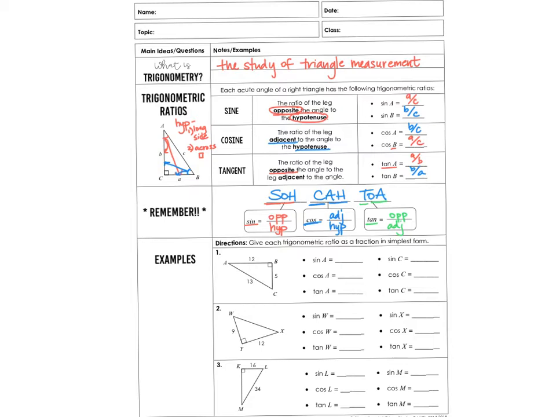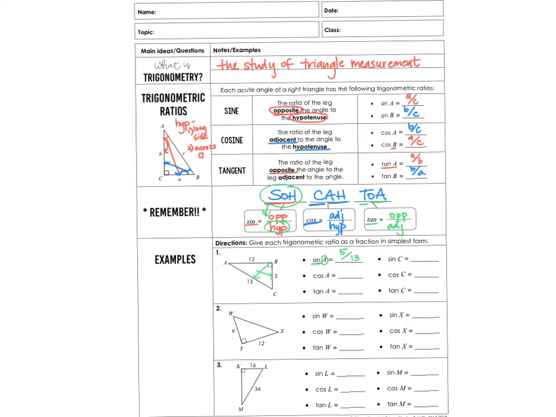So let's look at how this works. If we are trying to find the sine of A, we're going to go to angle A first. Then if we're trying to find the sine, we go to SO, which means the sine of angle A is the opposite over the hypotenuse. And the hypotenuse here is 13. So that's sine.